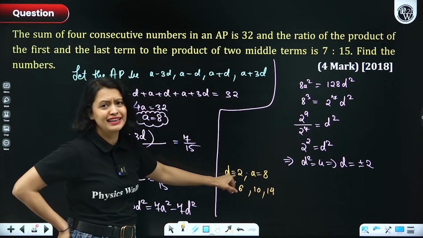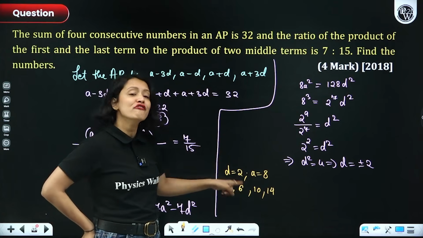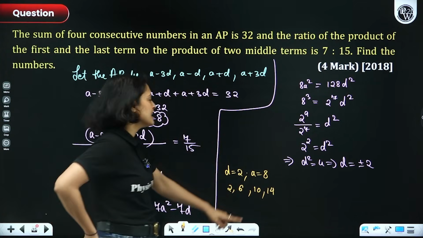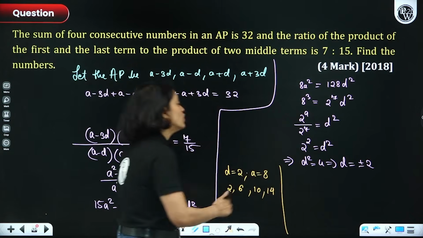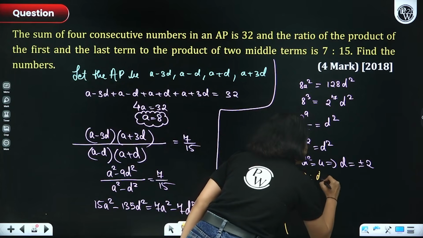Please don't think that d is 2. No, d is a variable here, not the common difference. Common difference for this type of AP would be 2d, remember? So 4. Now, we will also write the AP in the second scenario where a is fixed as 8, but d is negative 2.